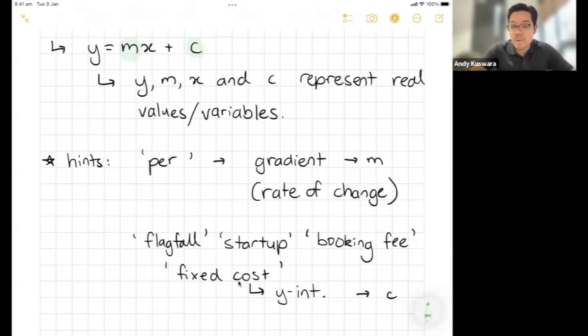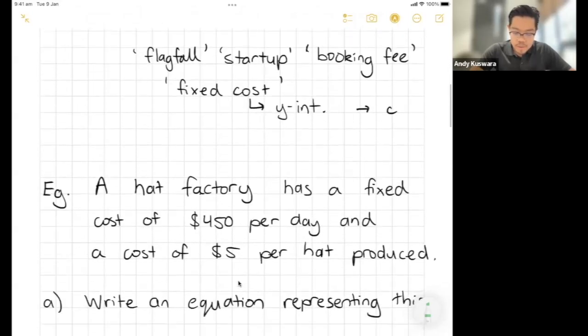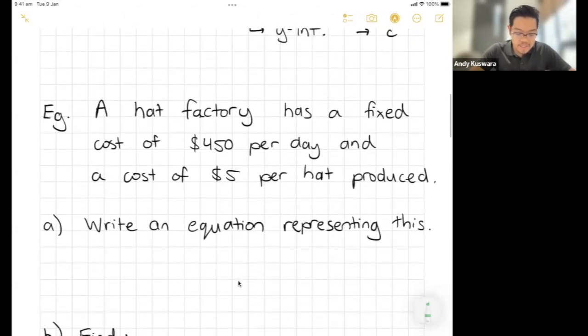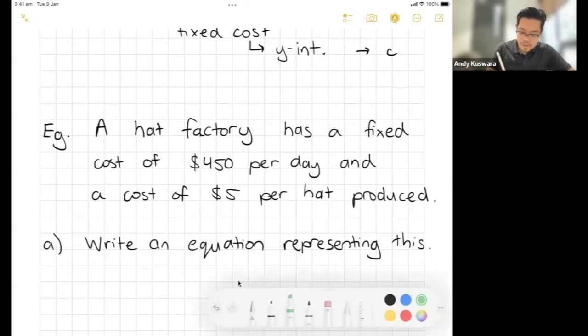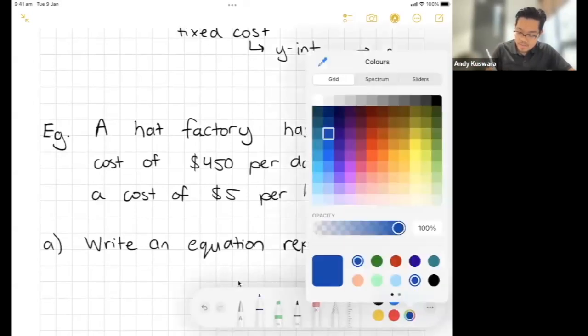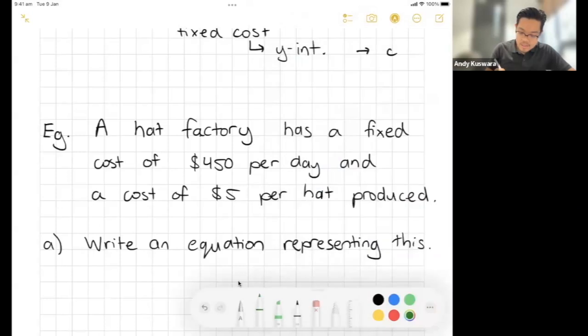That is going to be your y-intercept. I'll show you on the graph later, but these things generally represent your y-intercept. Flag fall, startup, booking fee, fixed cost, anything that you have to pay or anything that is already a value before you even start, that is your fixed cost. I will give you an example of how a question like this may work, and I'm going to try to highlight key pieces of information here. So let's take a look.